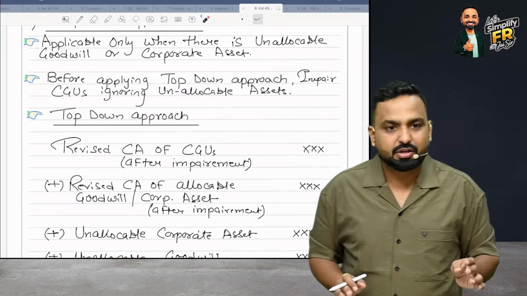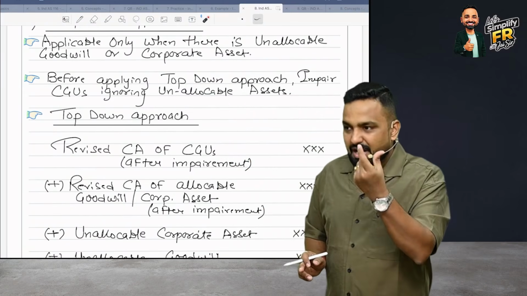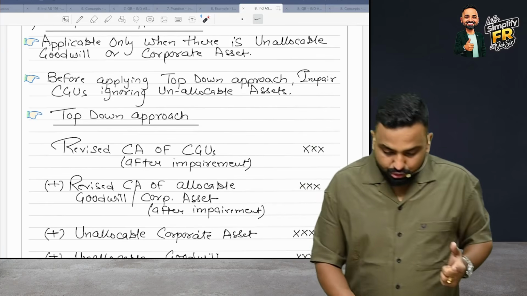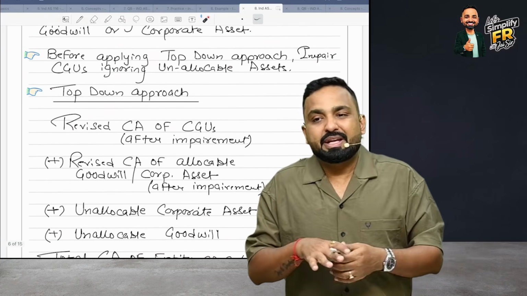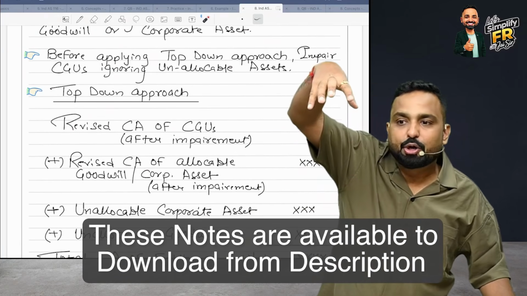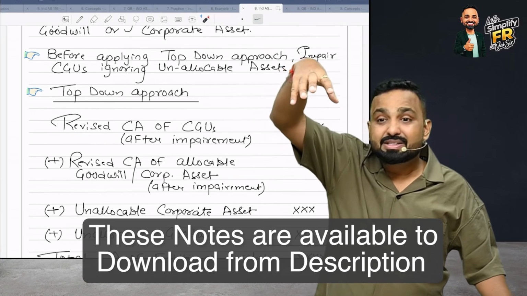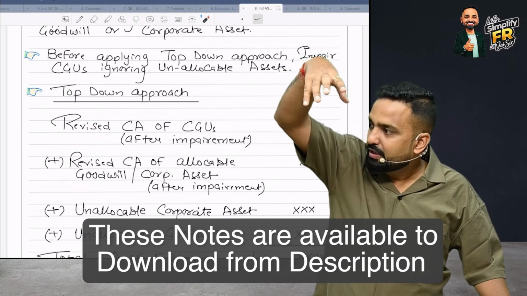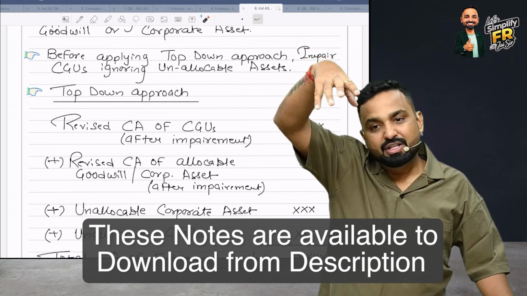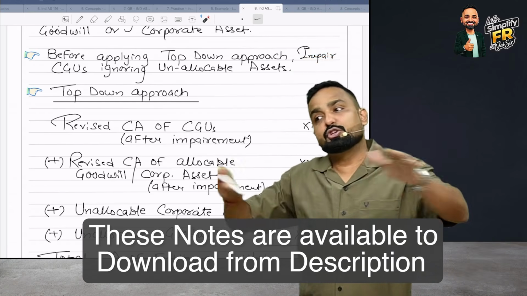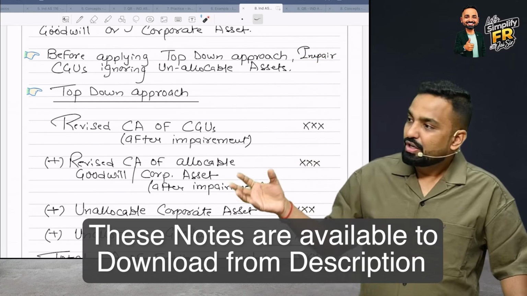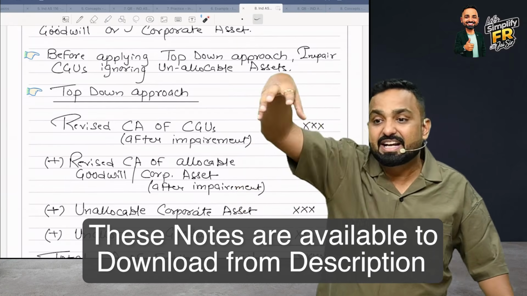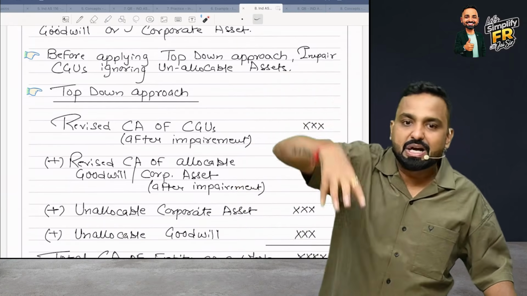Guys, understood or not? Now, there is an unallocable goodwill or unallocable corporate asset. So, top-down approach means look from the entire entity point of view. Consider the entire entity as a CGU. Are you guys understanding my point? Consider the entire entity as a CGU. So, once your individual CGUs are impaired, now start the top-down approach by considering the entire entity as a CGU. That is called the top-down approach.